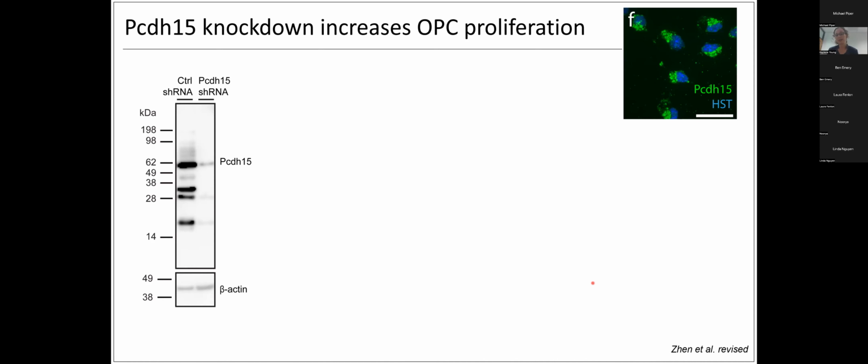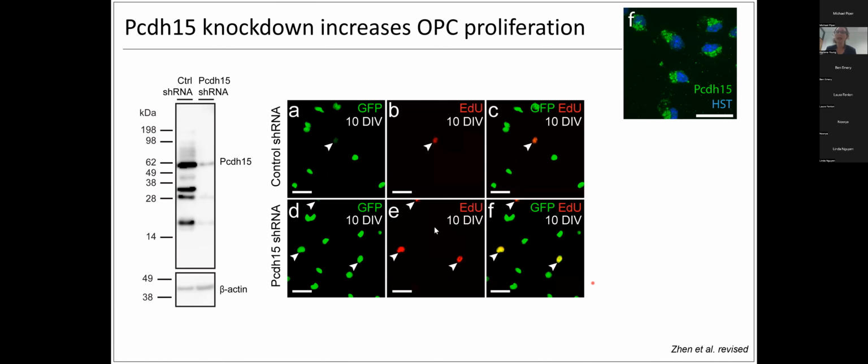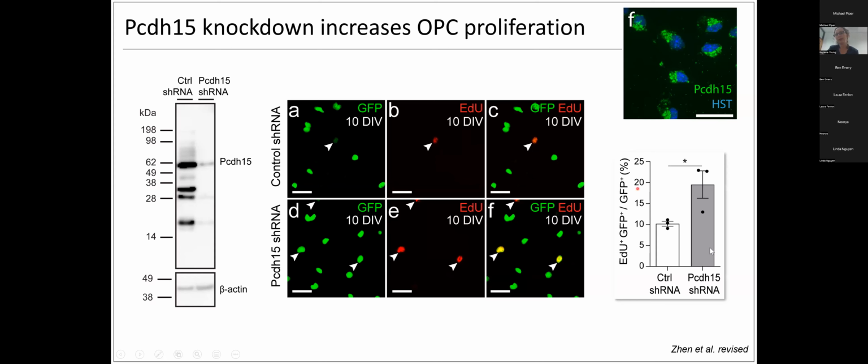So we added EdU into the cultures, and each OPC is shown here by a GFP positive nucleus. And the EdU, the thymidine analog, which marks the cells that have divided, is shown in red. And when we quantify the fraction of OPCs that have divided within a 12-hour period, we found that protocadherin 15 knockdown cells divided twice as quickly, or twice as many of the cells had divided.